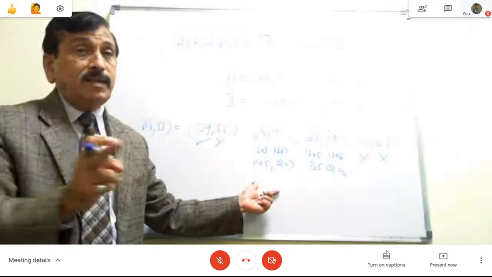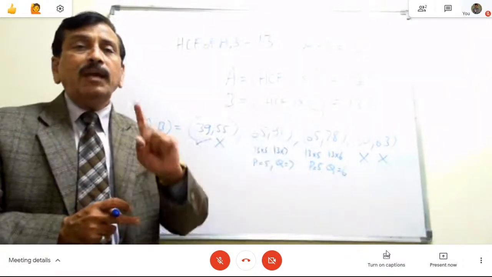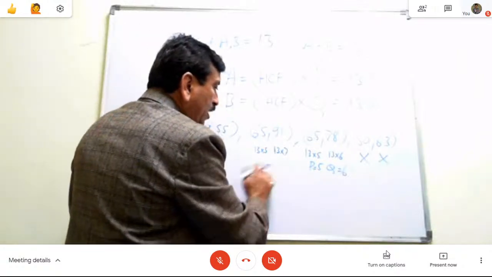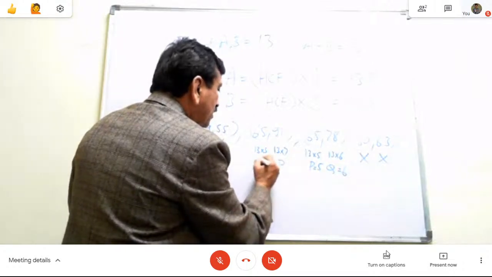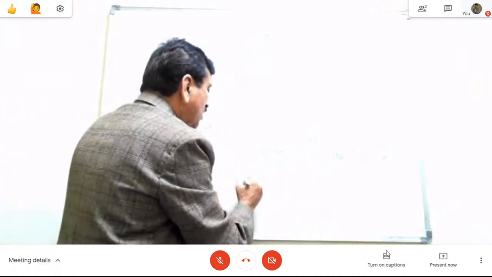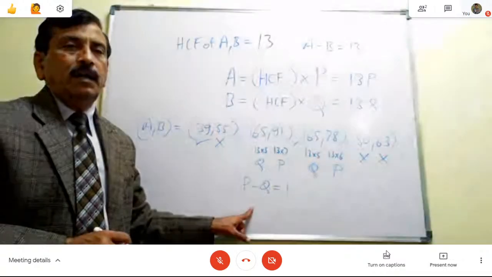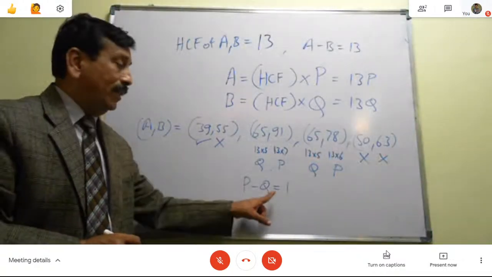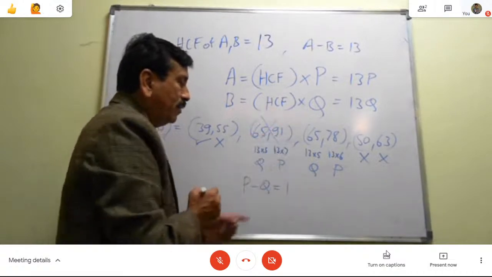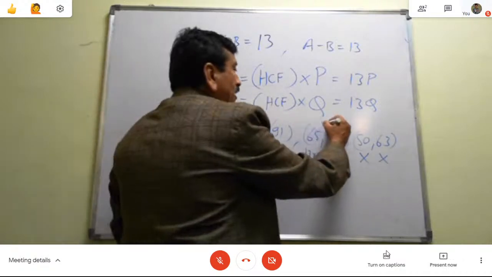Naturally, the discussion which we had started earlier, that P minus Q should be 1. So P is bigger by 1. This is P and this is Q. P is bigger by 1, because P minus Q is equal to 1, which we are getting. So typically, 7 minus 5 is 2, so this option cannot be there. 6 minus 5 is 1. So this option will be there, and this is the correct answer.